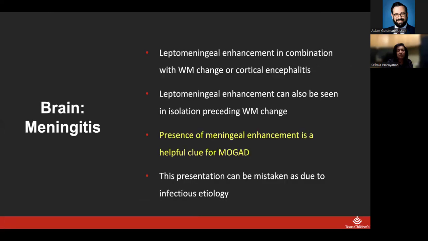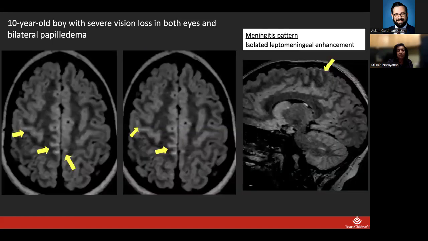So in other presentations, sometimes they can present with a lot of meningeal enhancement, like we talked about. And this can be mistaken as an infectious etiology. So you have to look at the clinical setting, of course, but just keep it in mind.